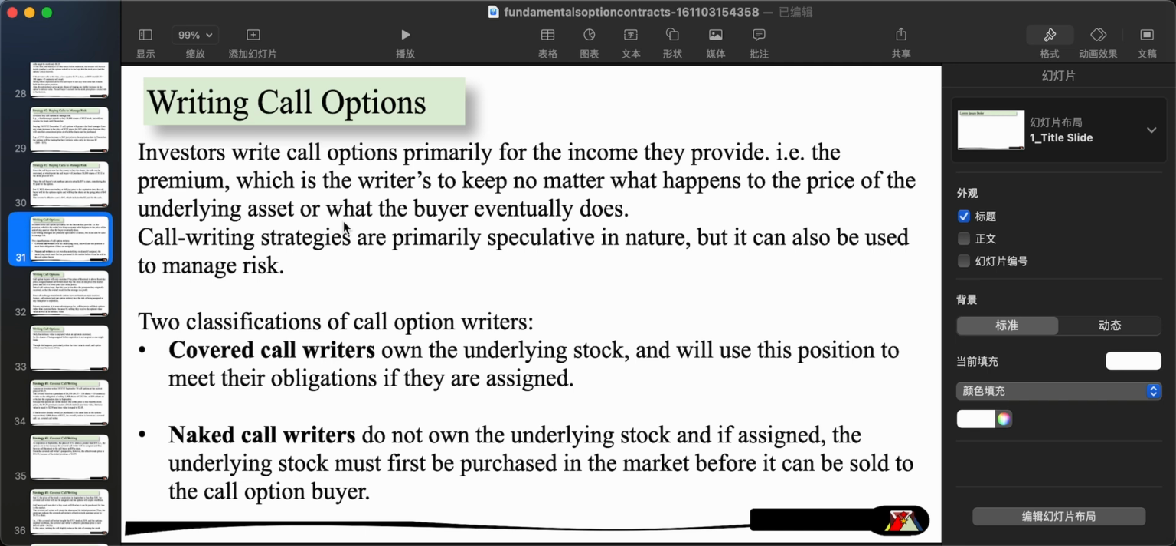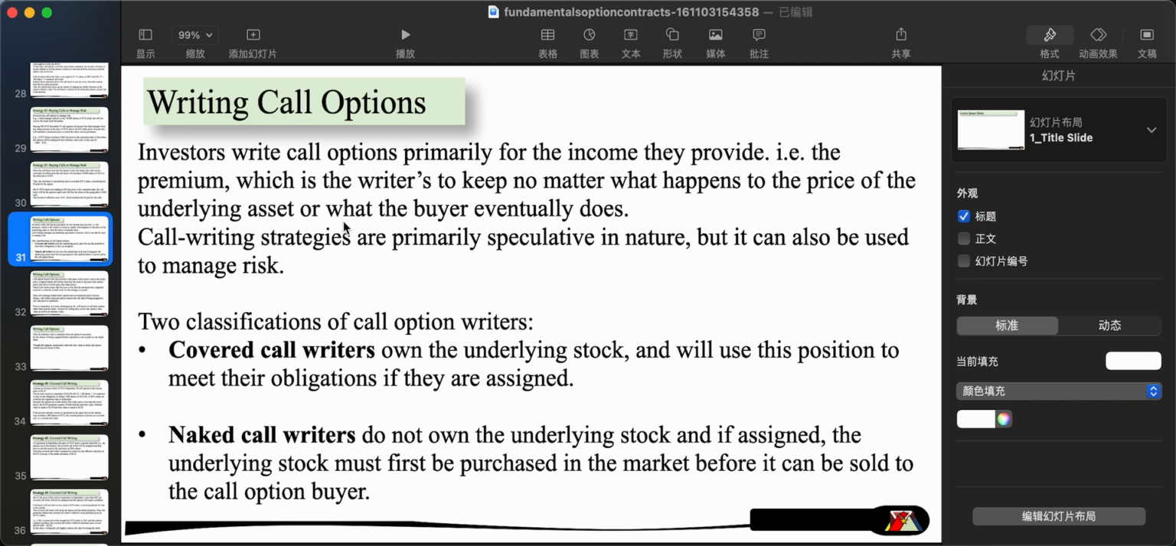So you have the obligation to deliver at all costs. Call writing strategies are primarily speculative in nature, but they can also be used to manage risk. There are two classifications for call option writers. First, covered call writers: people who own the underlying stock and will use this position to meet their obligation if they are assigned.